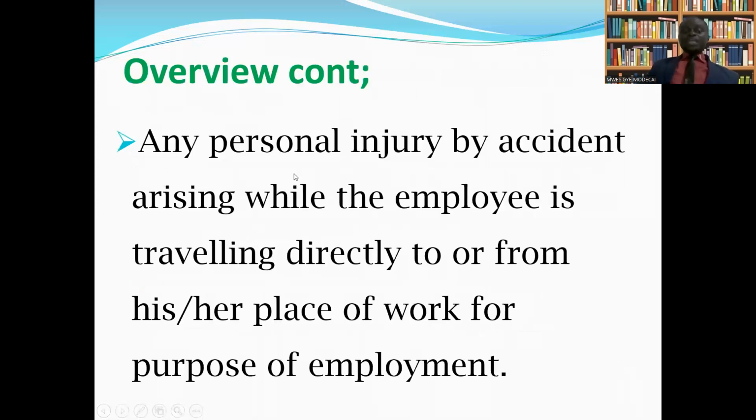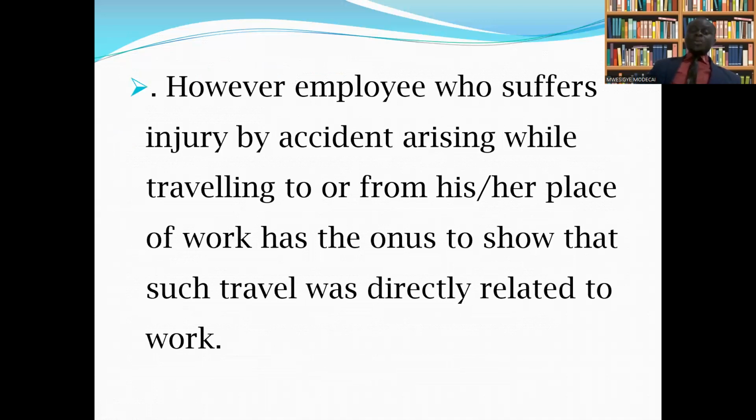Still, we are talking about any person injured by an accident arising while the employee is traveling directly to or from his or her workplace for the purpose of employment. If you are traveling away from the workplace or traveling to the workplace and you happen to get injured, the Workers' Compensation Act still has to cater for your injuries. However, employees who suffer injury by accident while traveling to and from the workplace are supposed to show that such travel was directly related to the work.